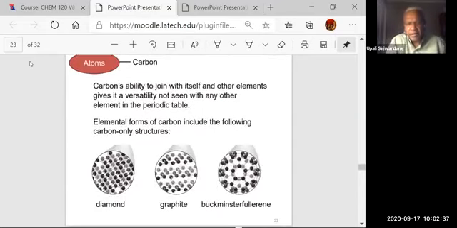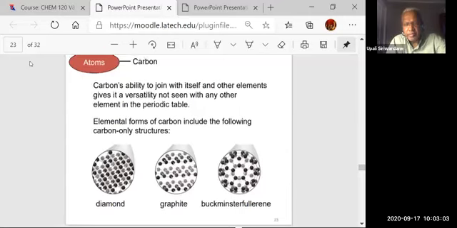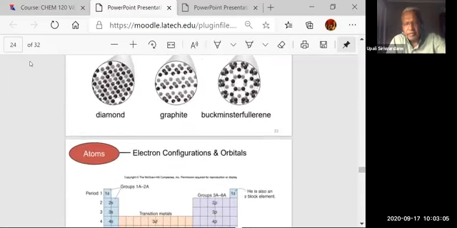Carbon has three forms we call allotropes. Allotropes is a name used for different elemental forms. Three allotropes for carbon: diamond has a different structure, graphite has a different structure, and graphite is used in pencils. And the other one is Buckminsterfullerene, which was discovered some time back.